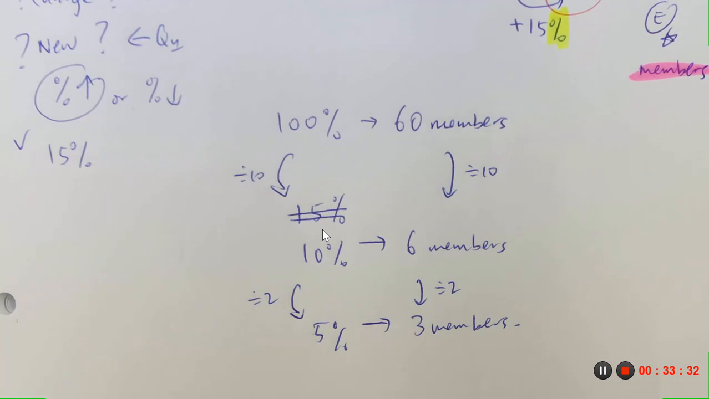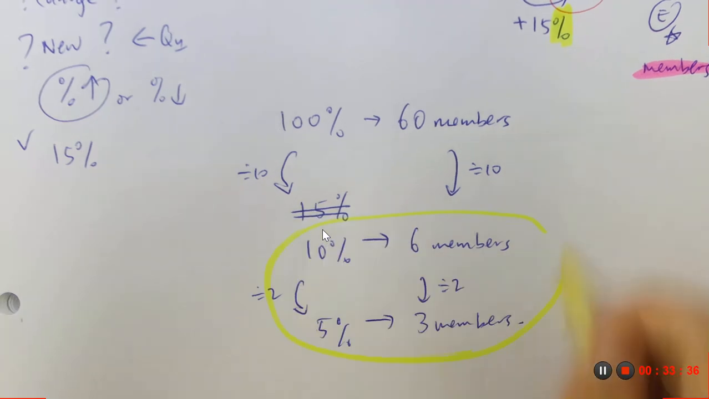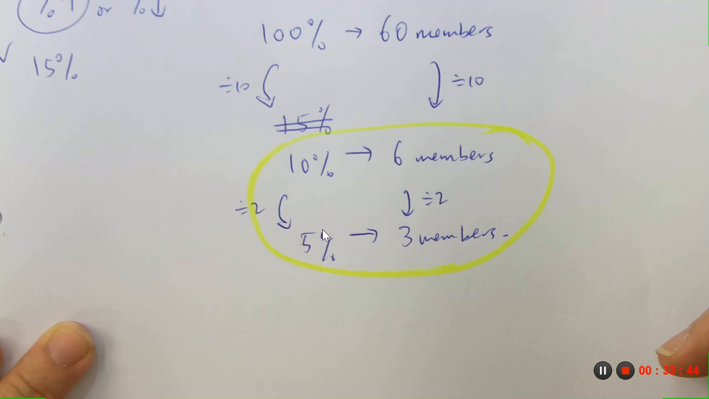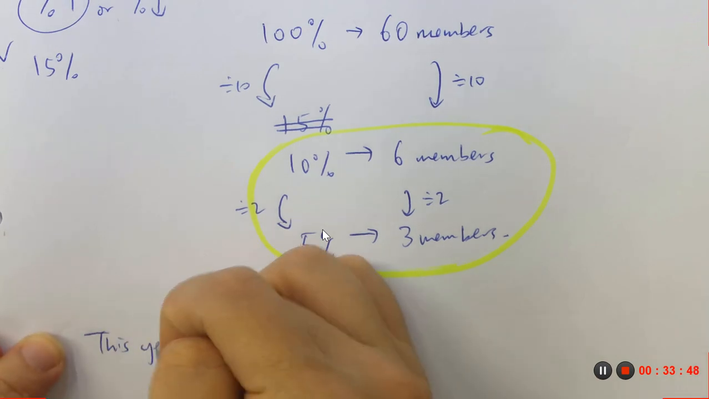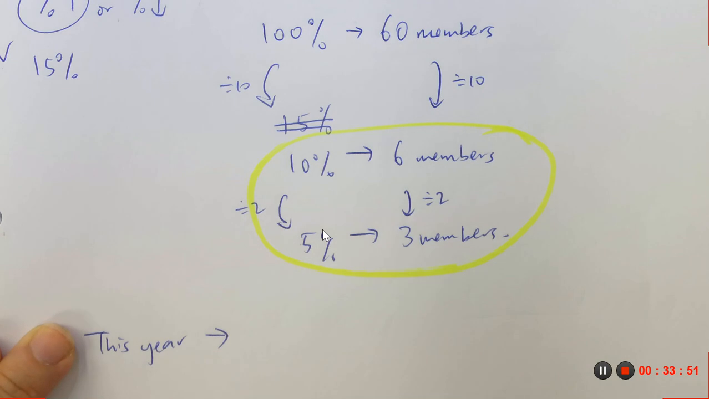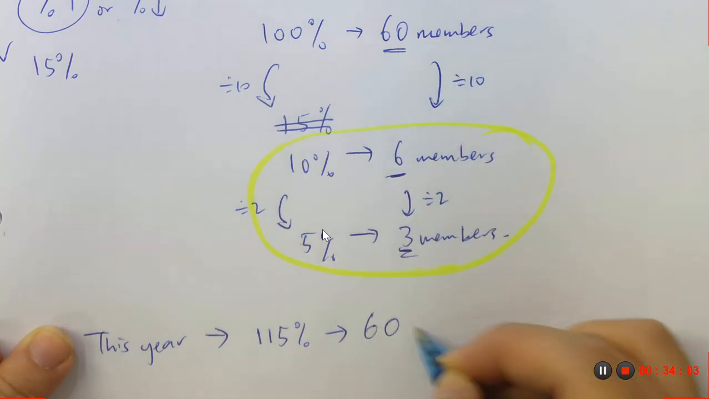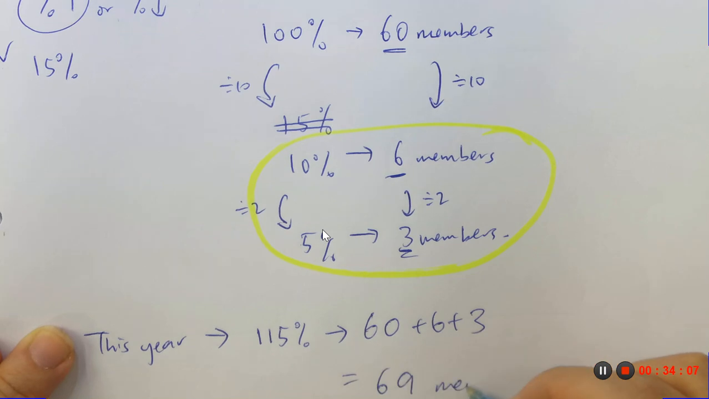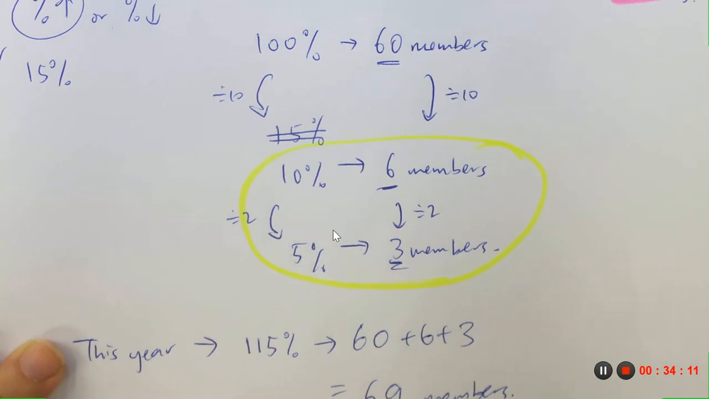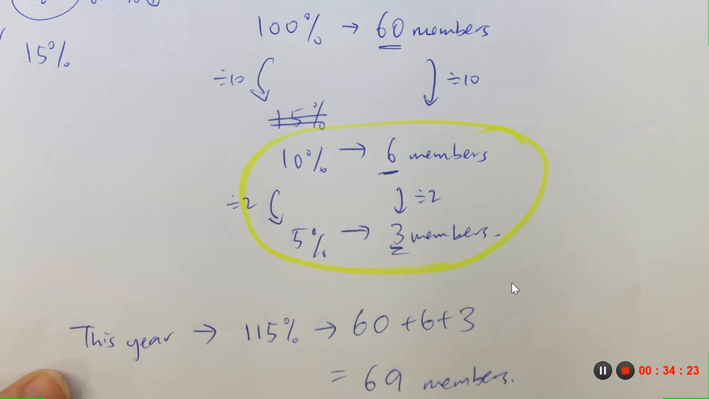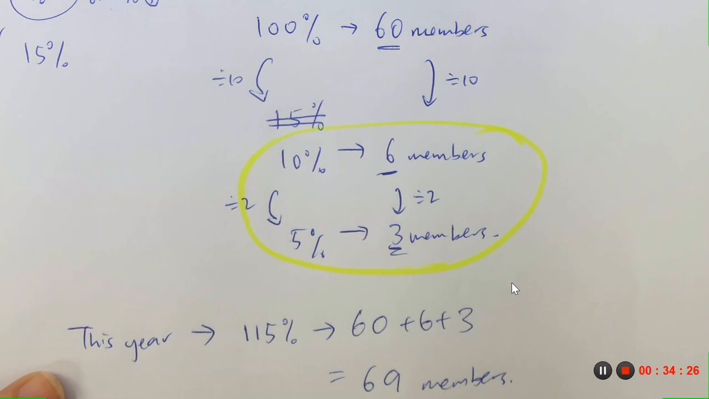So in other words, 15% is 6 plus 3, which is 9. So at this point, I can write already that this year is 115%, and that is 60 plus 6 plus 3. Which is 69 members. Now you can of course go to 1% and then 0.6 and then times 115 again. That's mathematically possible, but calculation-wise a bit more stressful.